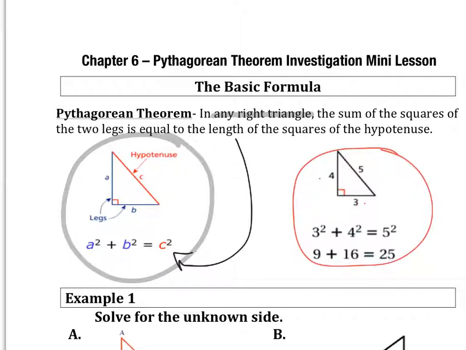So knowing this theorem allows us to solve for missing pieces of right triangles if we have the other two. So you just have to make sure that you put them in the correct spot.